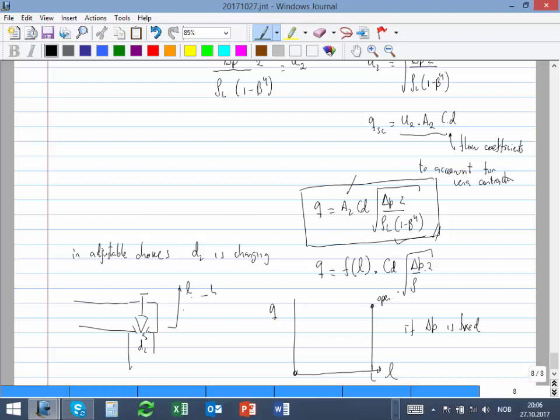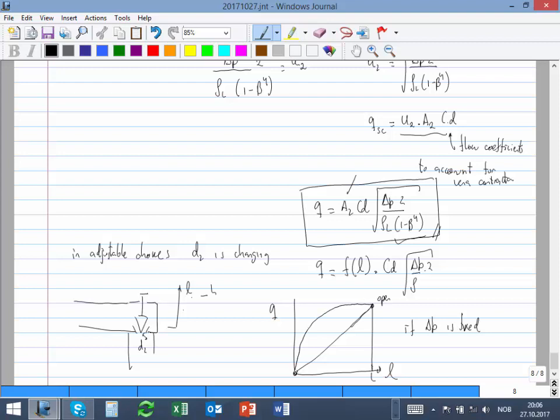Now there is something very tricky, that some chokes have the following behavior with L. That means if I open 20%, I get 20% of the rate. I open 60%, I get 60% of the rate. 80%, I get 80% of the rate. Yes, but there are some chokes that have actually this behavior.